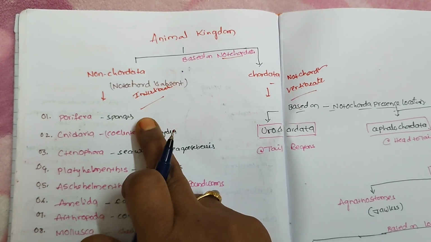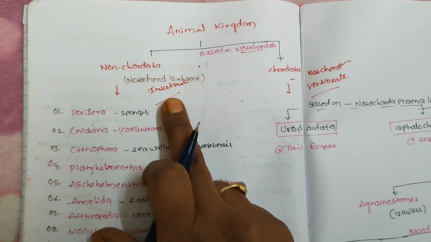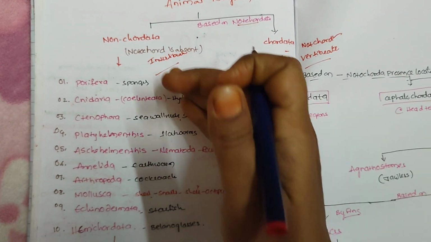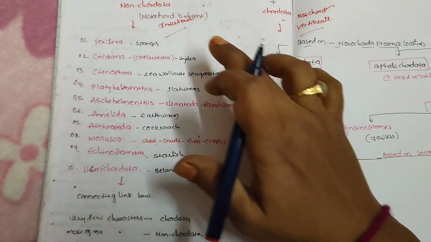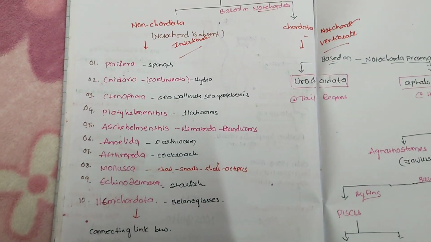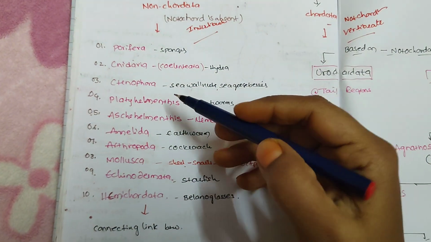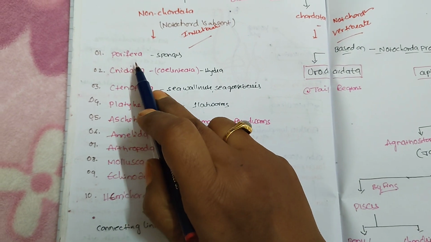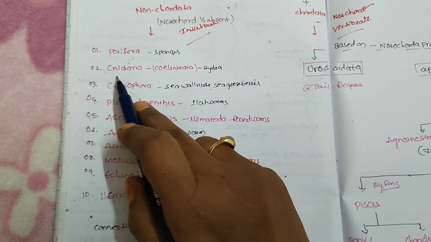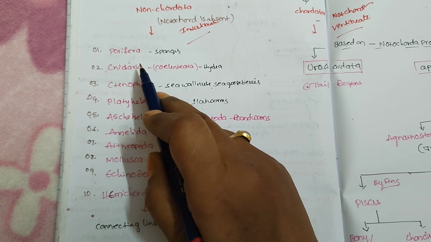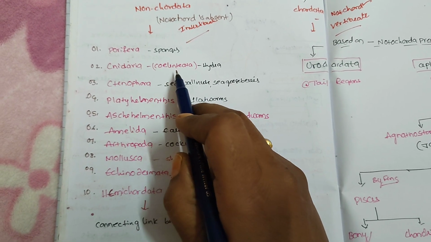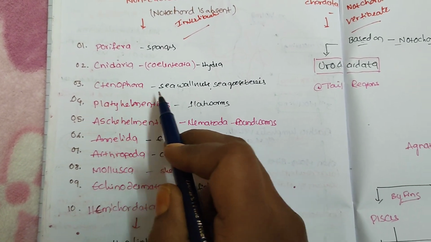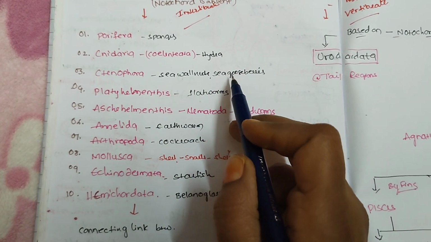Then come to the non-chordate. In non-chordate, the notochord is absent, so these are also called invertebrates. In non-chordate we have a total of 10 phyla. The first one is Porifera. This is also called sponges, meaning pore-bearing organisms. Example, sponges. Then Cnidaria, the updated name. The earlier name is Coelenterata. Example organism is Hydra. Then Ctenophora, also called sea walnuts and sea gooseberries.